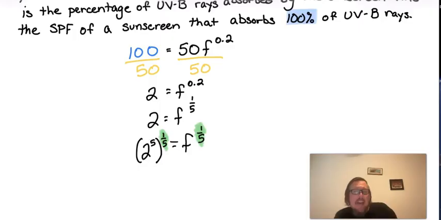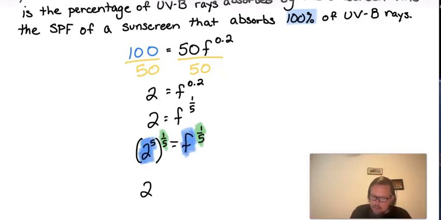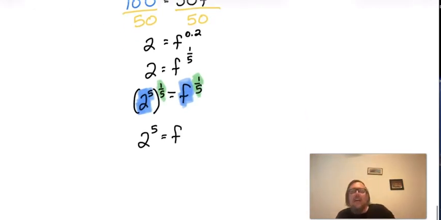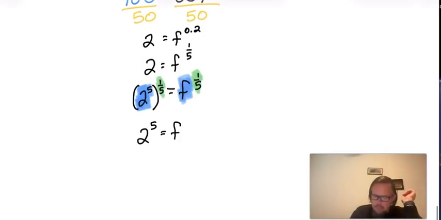If they have the same exponent and they're equal to each other, that means the bases must be equal as well. So 2 to the 5th must be equal to F. So 2 to the 5th equals F. You can use a calculator here if you want to, but 2 to the 5th just means 2 multiplied by itself 5 times. 2 to the 3rd is 8. So 2 to the 4th would be 16. So 2 to the 5th would be 32.